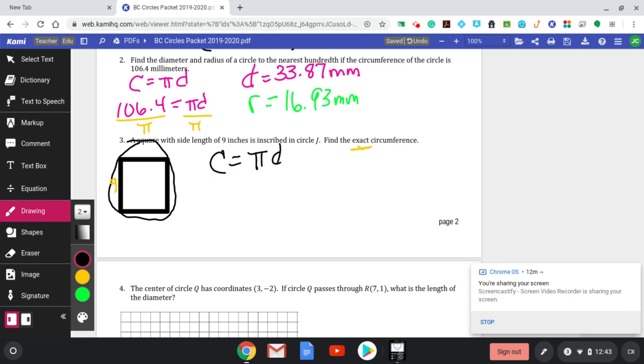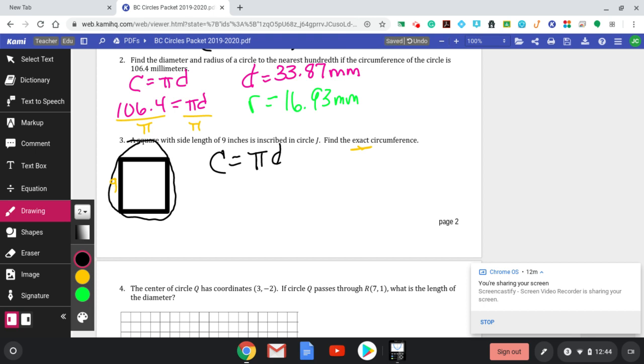Okay, so I need to find the diameter somehow. Now, we can draw in one if we want. That's not going to be helpful. There's no way I'm finding that bad boy. Scrap it. I could find that diameter. No good. Scrap it.